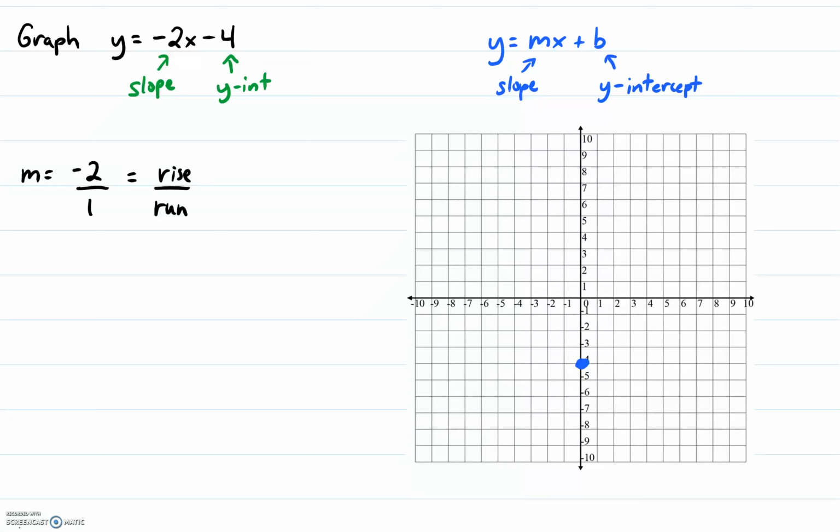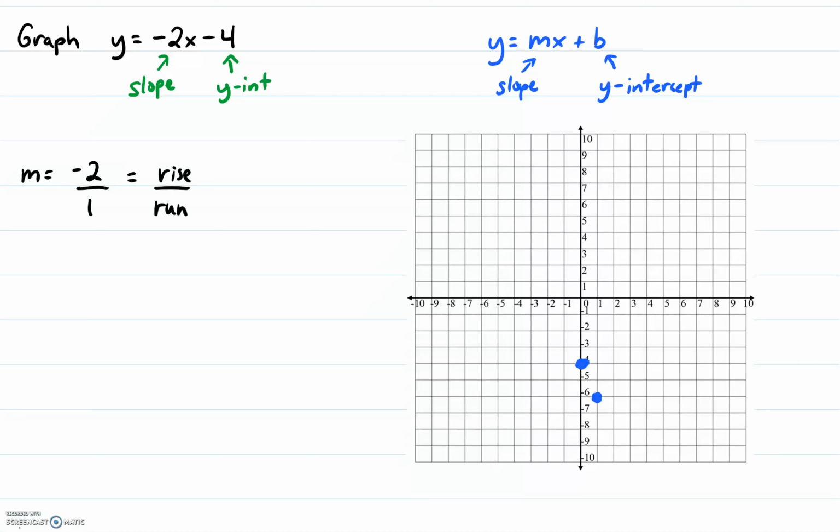So that means from the point that we had previously, we're going to go down 2. So from this blue dot, we go down 1, 2. And then we go to the right 1, because that's what our run is. And then we put a second dot. Now, of course, you could continue this process as much as you wanted, going down 2 over 1, down 2 over 1, and you get a bunch of points. But it really only takes 2 of these to define a line.